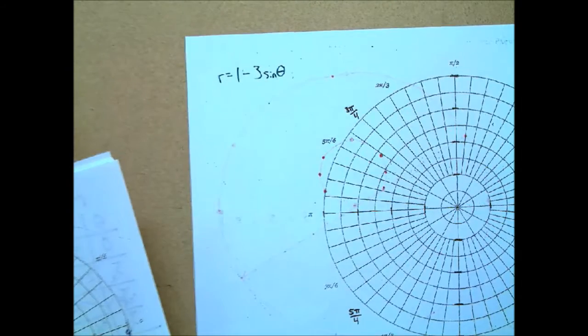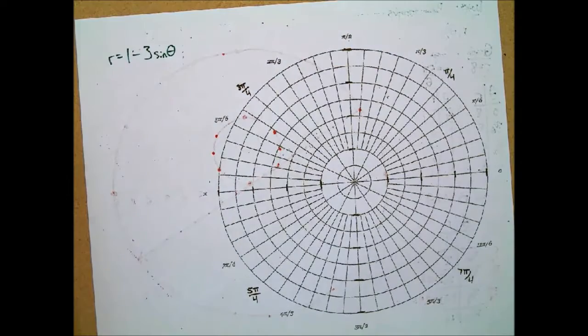All right, so let's try one more here. We'll do r equals 1 minus 3 sine of theta. This one's going to be more interesting, I'll say.